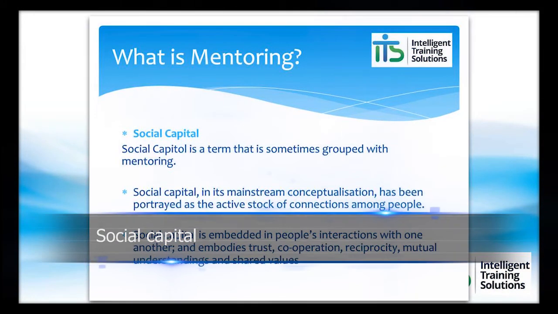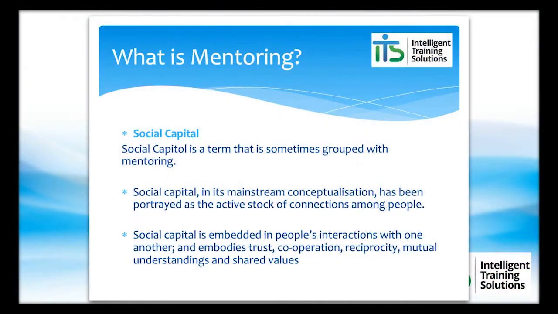Social capital. So social capital is a term that is sometimes grouped with mentoring. Social capital in its mainstream conceptualization has been portrayed as the active stock of connections among people. So, oh my God, what is that? What are they trying to say there?